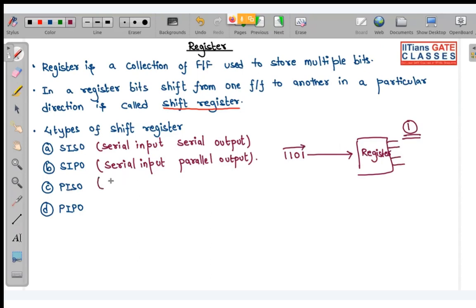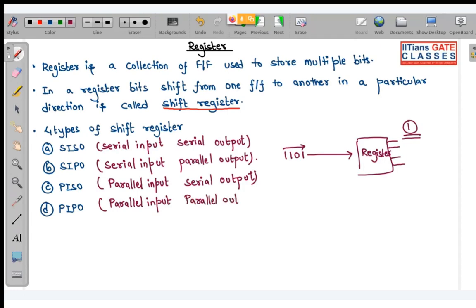Next is PISO. So this is parallel input, serial out. This is not there in our syllabus. Parallel input means at a single clock pulse, your input is entering the register, and one by one with each clock, your output is coming out of the register. Last is what? Parallel input, parallel output.